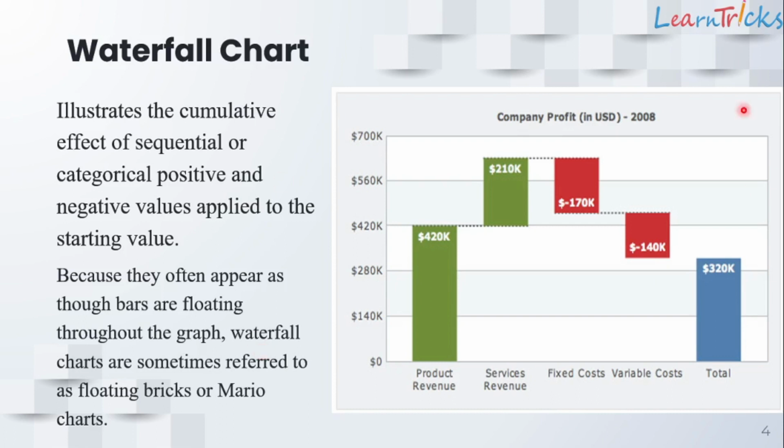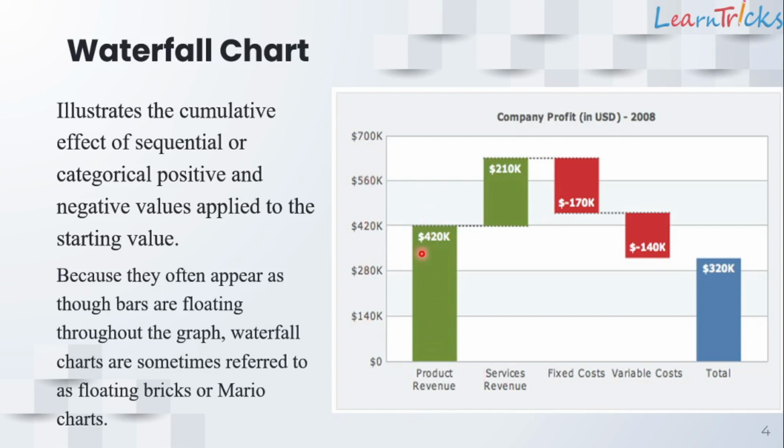Now this is one example of the waterfall chart, and we will see how to read it. The graph shows the total profit of a company, say the total profit in US dollars for 2008. The x-axis shows the different categories: product revenue, services revenue, fixed cost, variable cost, and total, which is our profit. And the y-axis shows the different amounts, from 140k to 280k up to 700k, right?